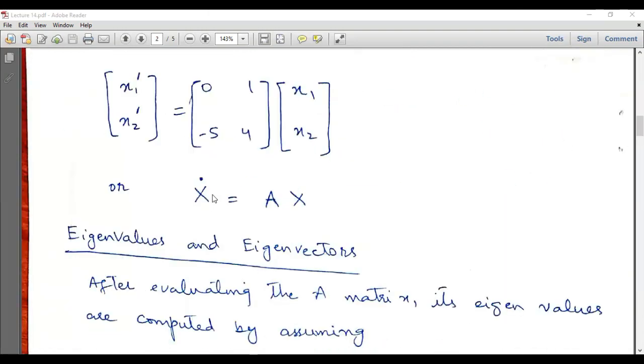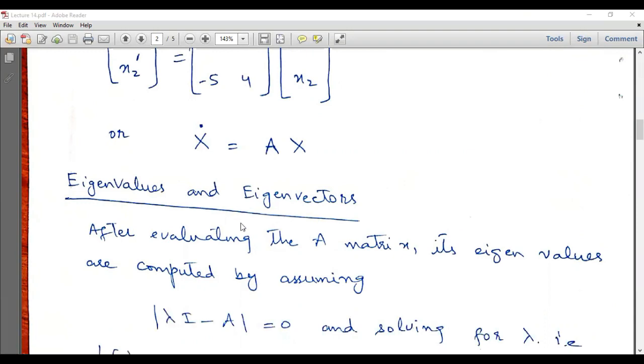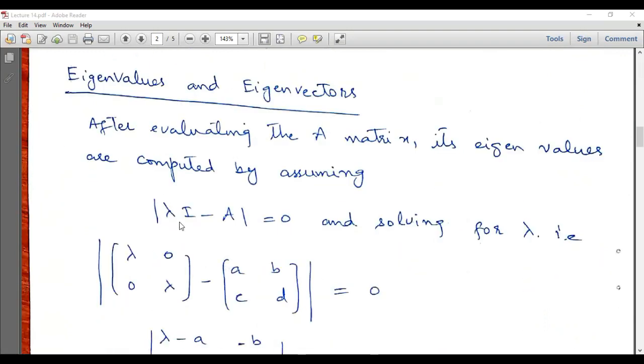After evaluating this form, we have to evaluate the eigenvalues and eigenvectors of this A matrix. The eigenvalues are computed by assuming the determinant of lambda I minus A equal to 0 and solving for lambda. This is the traditional or standard method of evaluating eigenvalues. So we are given the A matrix.